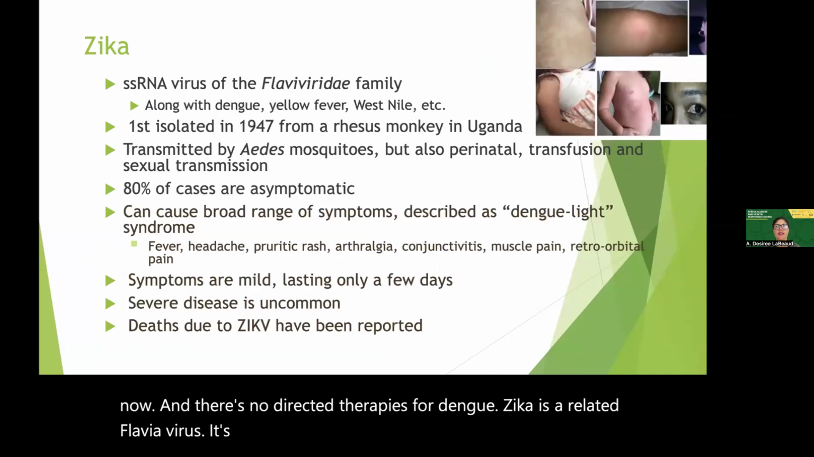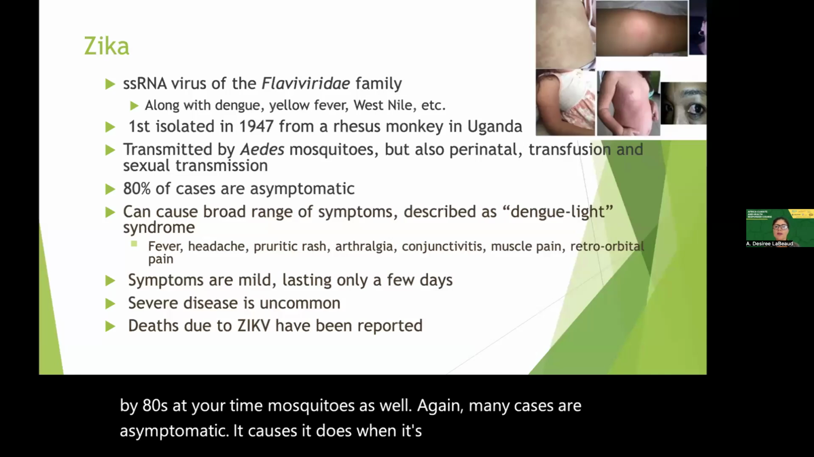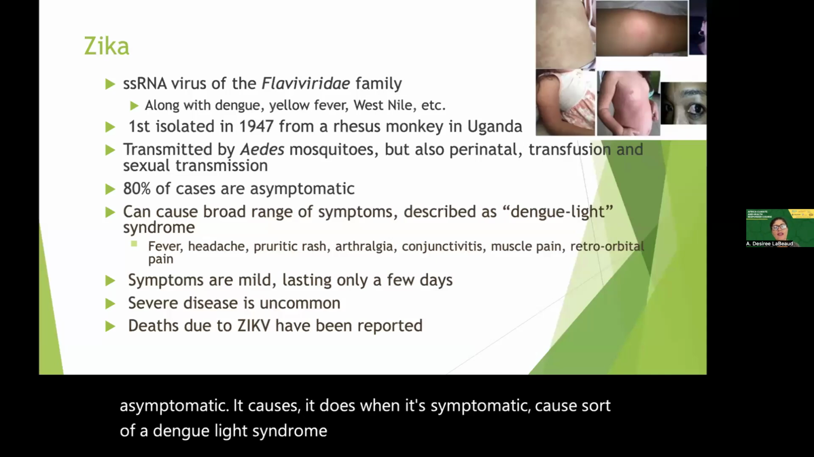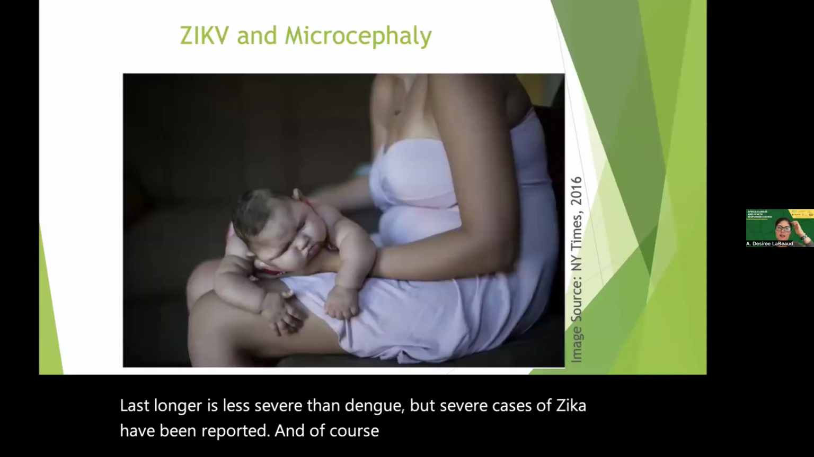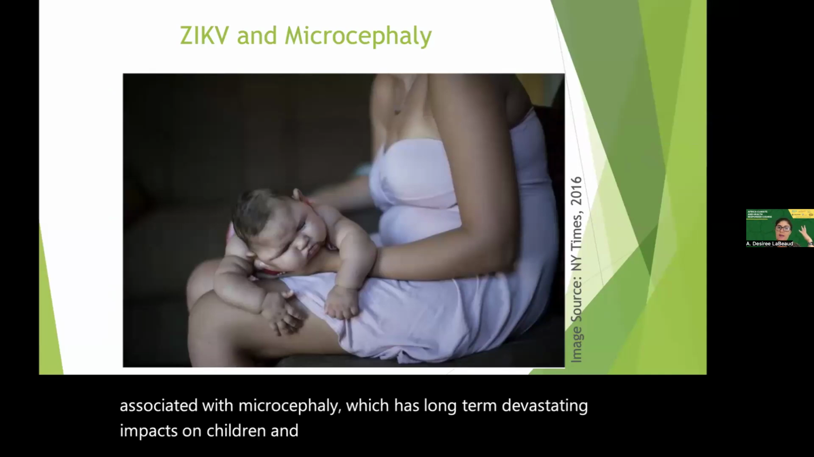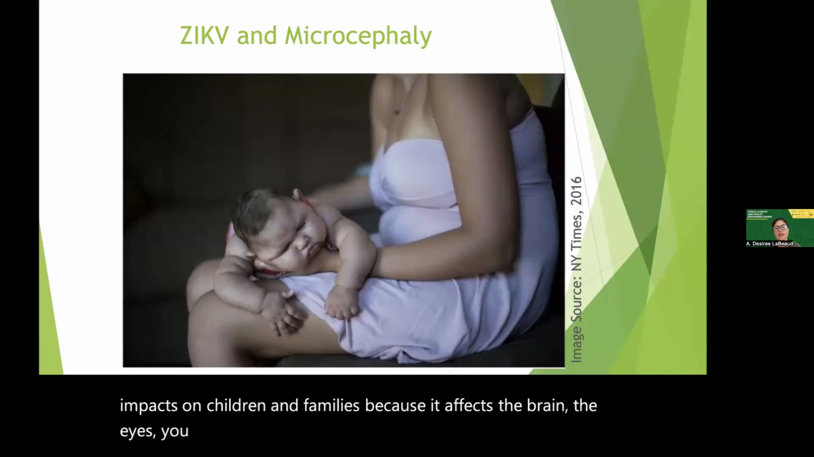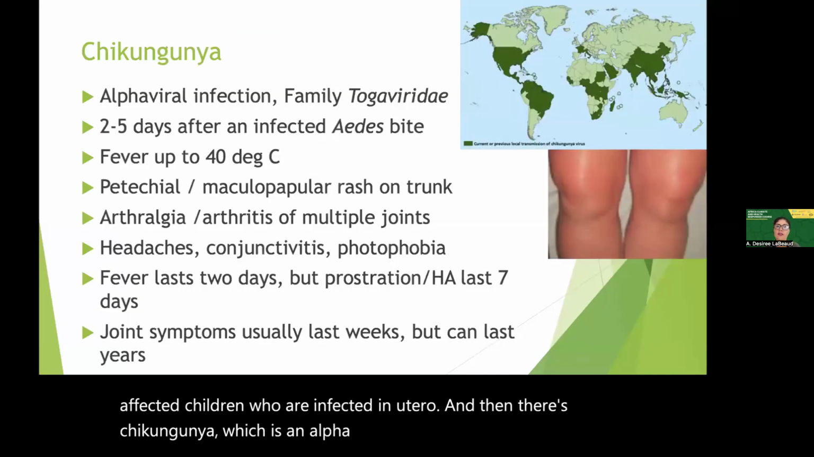Zika is a related flavivirus, initially isolated in Uganda, spread by Aedes aegypti mosquitoes as well. Again, many cases are asymptomatic. When it's symptomatic, it causes a sort of dengue-light syndrome that lasts longer and is less severe than dengue, but severe cases of Zika have been reported. And importantly, Zika has been associated with microcephaly, which has long-term devastating impacts on children and families because it affects the brain, the eyes, the nervous system, and the endocrine system of these children who are affected in utero.